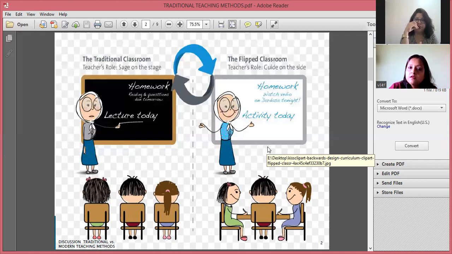Basically, the homework is transformed into teamwork. Absolutely, homework is transformed into teamwork, because it is needed. If we only give homework, they will go home and just solve the answers and come back the next day. They just have only bookish knowledge.